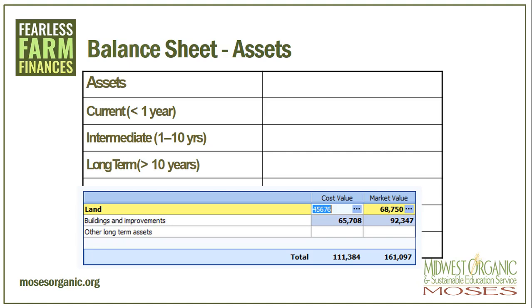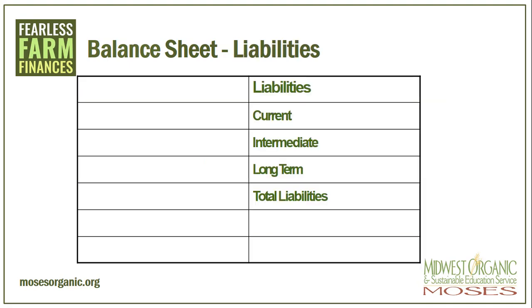And finally, in assets, we have long-term assets, our land and buildings and improvements. Again, it is important to separate land from buildings and improvements because land will not be depreciated. What do I mean by improvements? It is usually construction projects around the farm that improve the value of the farm. A new roof on a barn, fences, water lines, all improve the property.